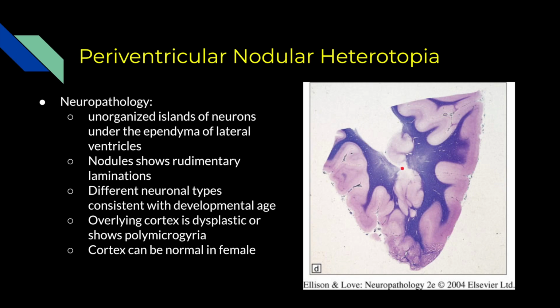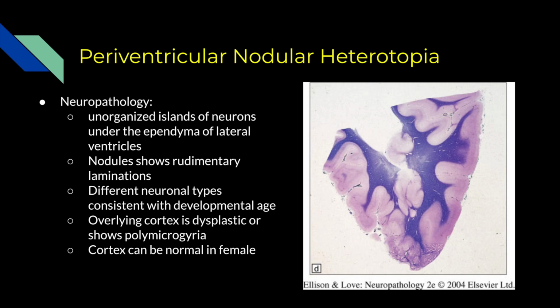completely a very thin structure, and you have these kind of heterotopic nodules of gray matter. So this is very, very in keeping with periventricular nodular heterotopia. These islands are disorganized. They have neurons. They lie under a kind of ependymal lining, obviously, which is the lining of the ventricles.